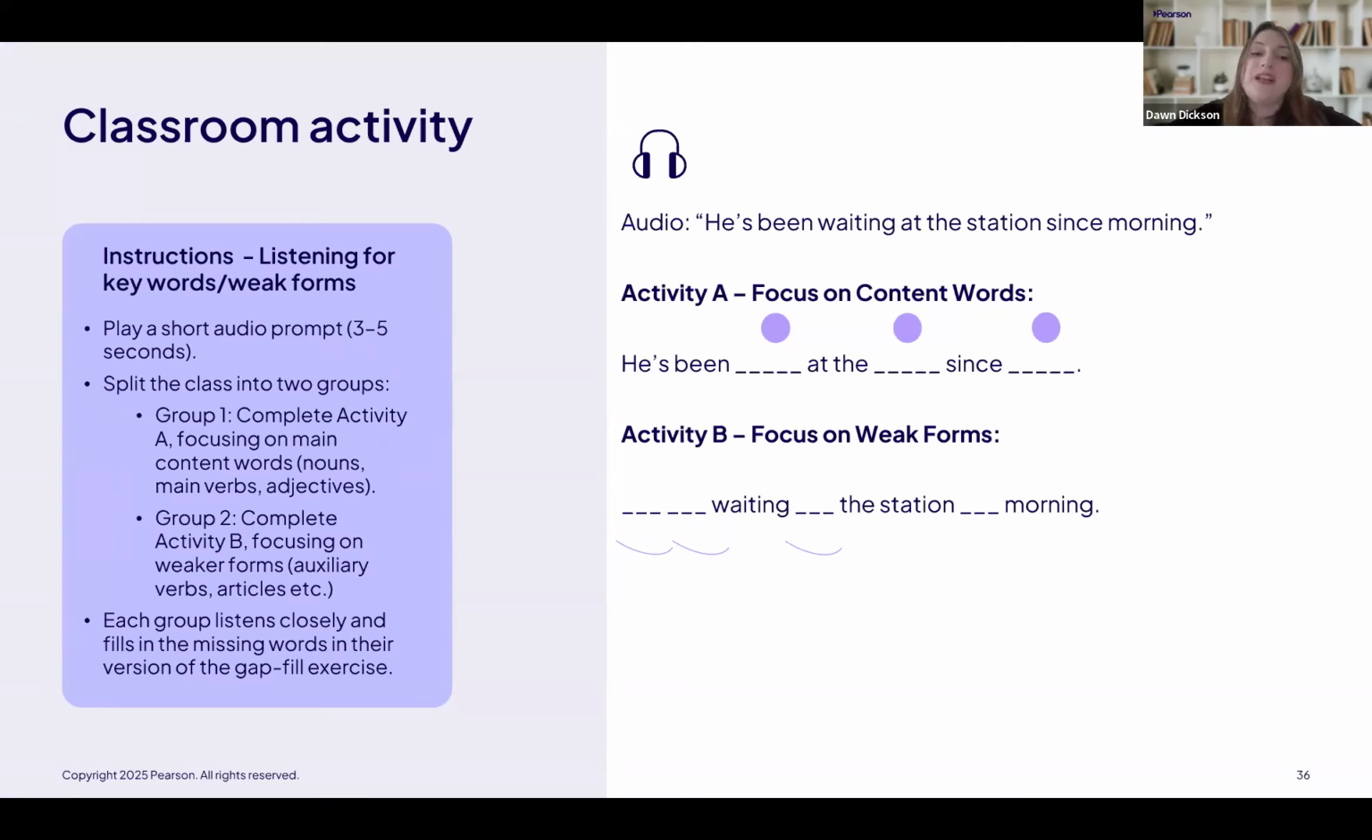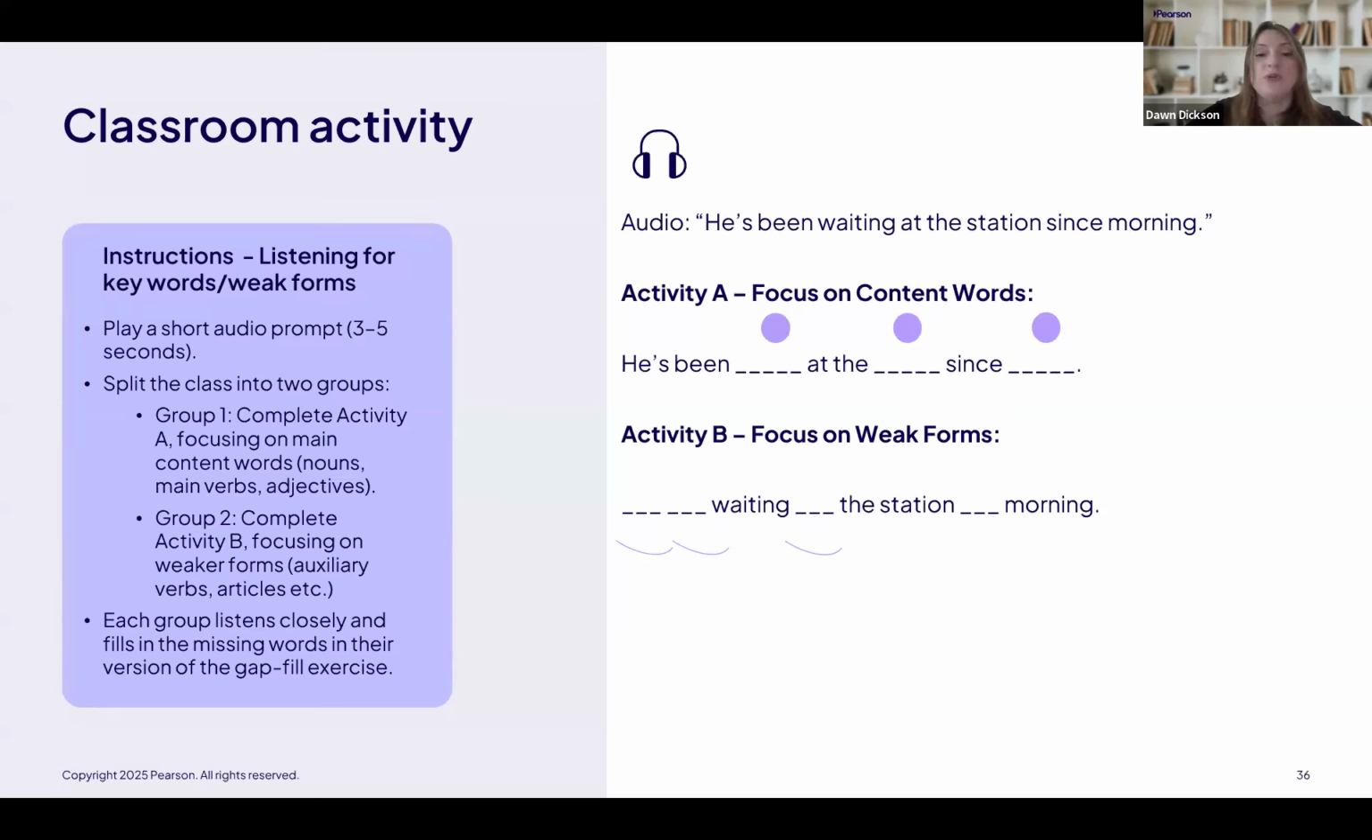And then you would split the class into 2 groups, group 1 and group 2. Group 1 would be completing activity A, which you can see on the right-hand side, focusing on the content words. And then group 2 would be completing activity B, which is focusing on weak forms, such as auxiliary verbs, articles, things that are sometimes very difficult to hear in spoken language. So each group would listen closely and then fill in the missing words in their version. They would each have a different version.